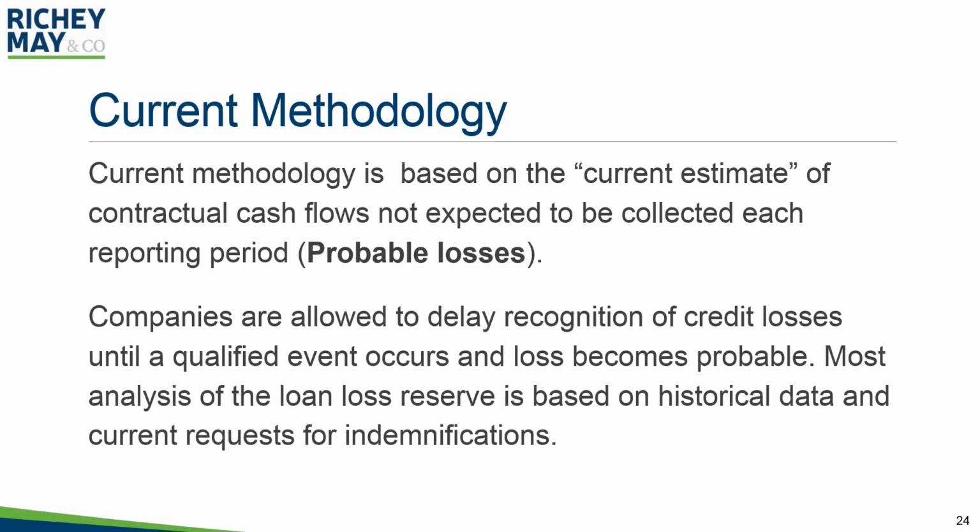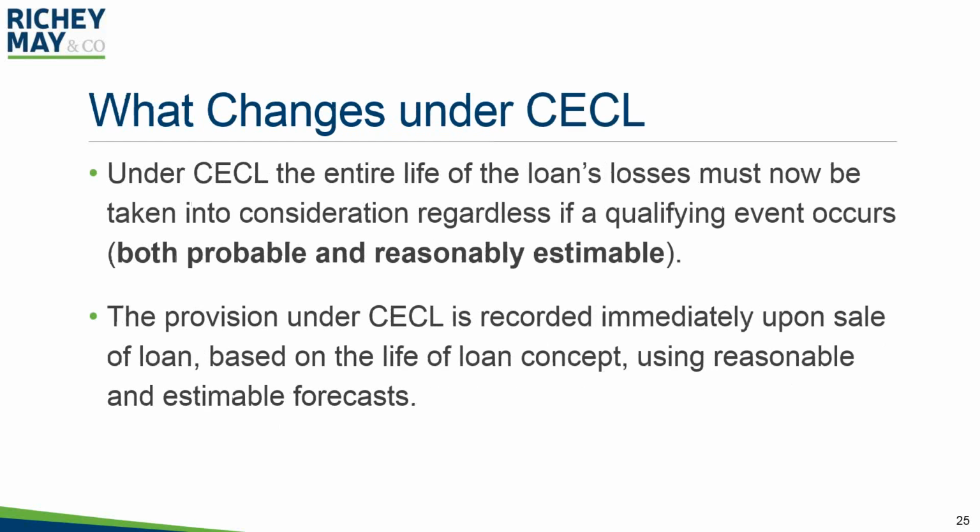What's changing is under CECL, CECL wants us now to look at the entire life of the loan's losses. The entire life must be taken into consideration regardless of if a qualifying event occurs. So it's both probable and reasonably estimable. The provision under CECL is recorded immediately upon sale of loan. So you're booking that allowance immediately upon sale of loan based on your expected life of loan concept and any losses that you expect this loan to have over the entire life of the loan using reasonable and estimable forecast.